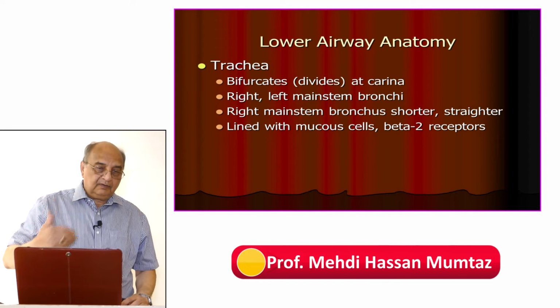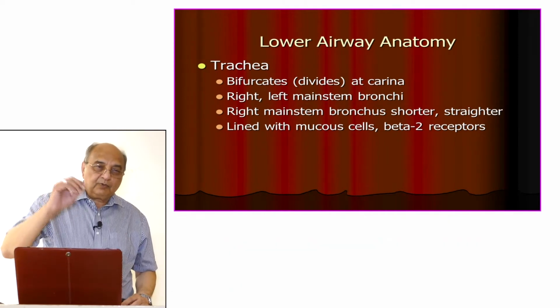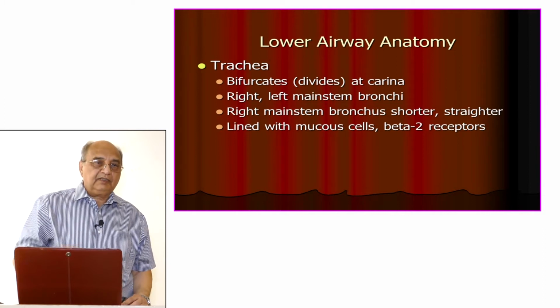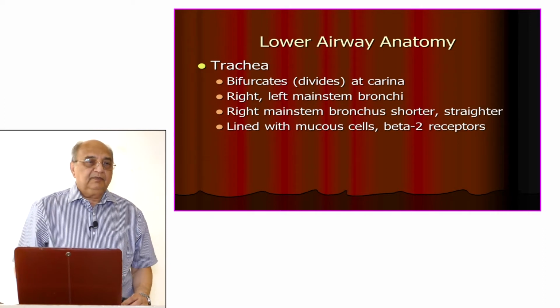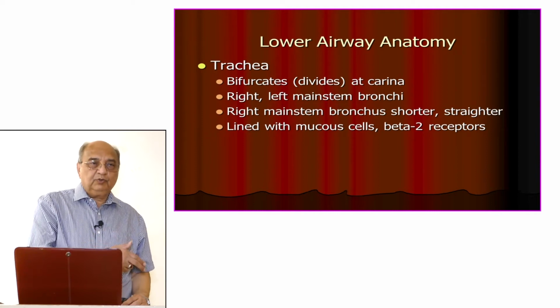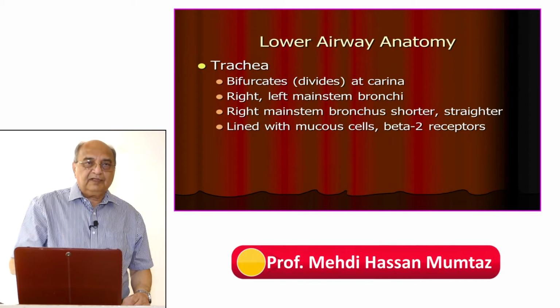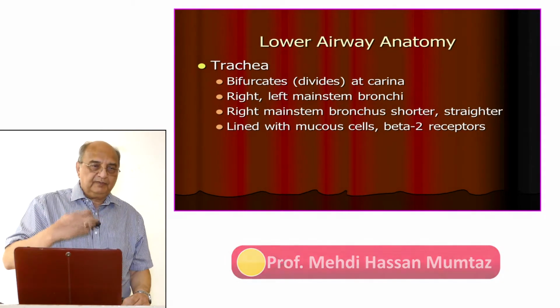Since the right bronchus is at 25 degrees, most of the foreign bodies tend to go into the right lung, and they also go into the left lung, depending on what position you are in when you are aspirating. So aspirate mostly goes into the right lung, very little goes to the left lung.